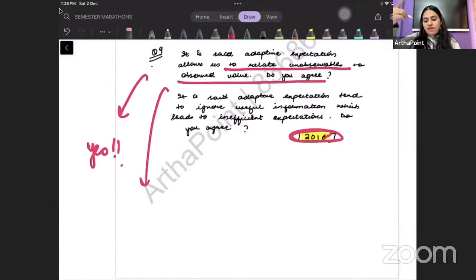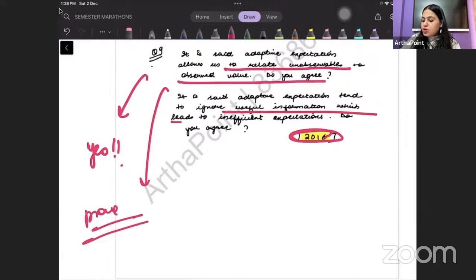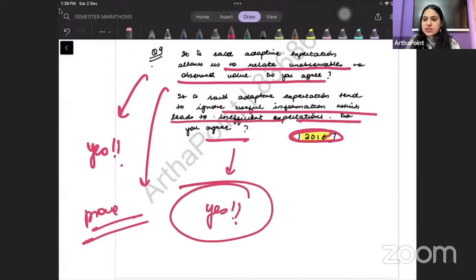हमने अभी ऊपर वाले क्वेश्चन में ही इसको प्रूव किया. We have proved this. It is said adaptive expectation tend to ignore useful information which leads to inefficient expectation. Do you agree? Yes. ये भी true है. Adaptive expectation information को तो consider ही नहीं करती. It is based on past values.